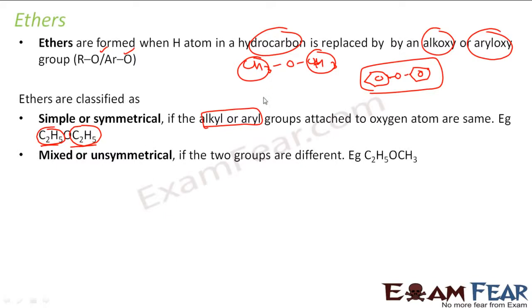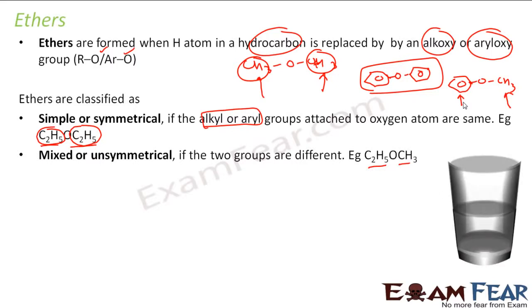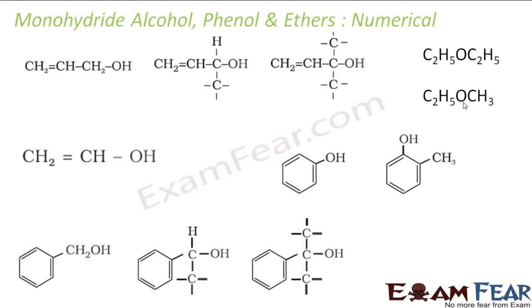And then you have unsymmetrical ethers where these two sides are not the same. For example, C2H5OCH3. Both are different. Or you can have a phenyl here, and then CH3 here. So if you see, this side and this side are not the same. Correct? So if both sides are the same, it is called a symmetrical ether. If both sides are not the same, it is called an unsymmetrical ether. And they are also generally liquid.